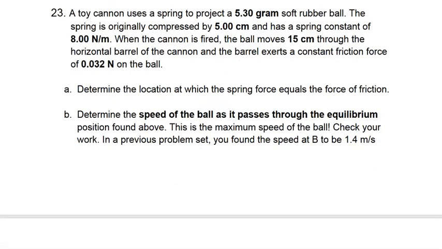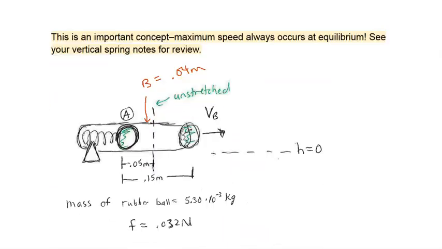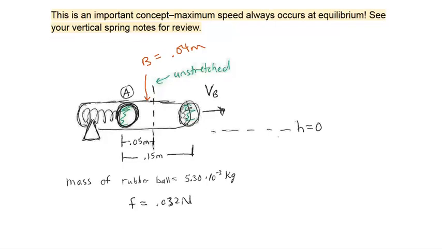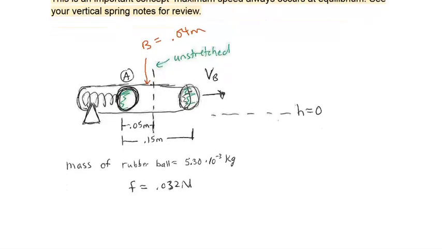Okay, so we found where the spring is pushing to the right as much as friction is pushing to the left. Now we want to find the speed of the ball as it passes through the equilibrium position found above. This is the maximum speed of the ball, which is why I wasn't sure that very first question in this problem set wanted you to find the speed at equilibrium, which is what we're doing now, or unstretched, which is what I decided that other problem was.